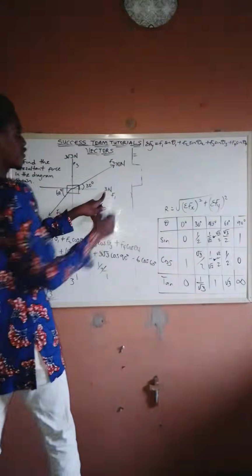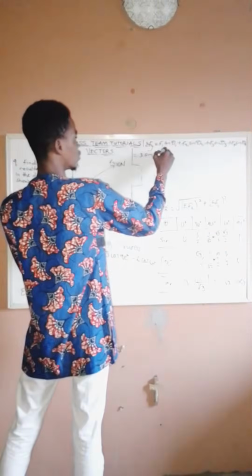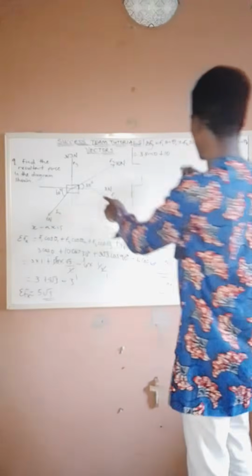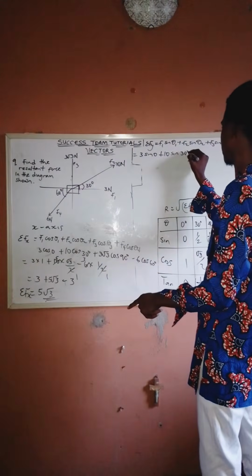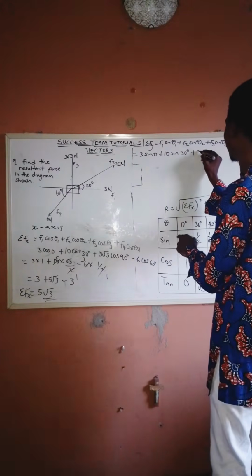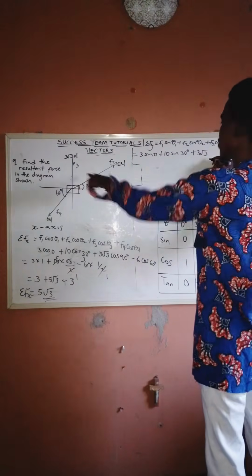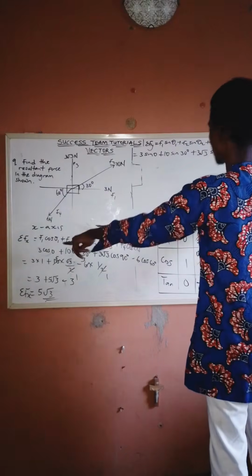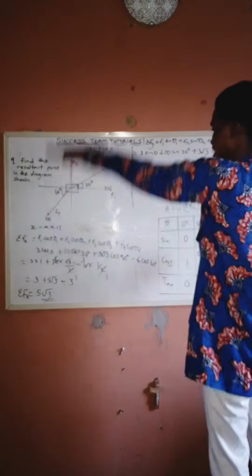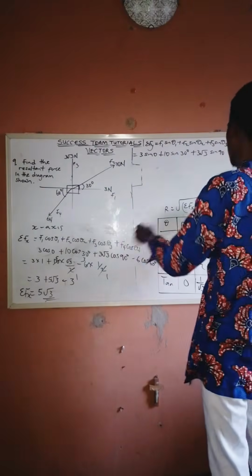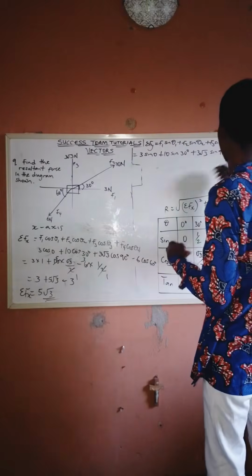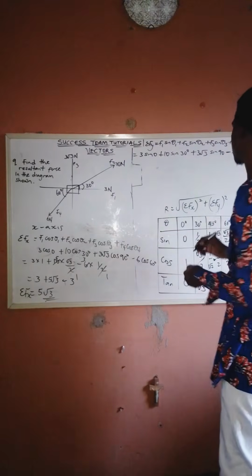So I'm going to have F1 is 3. That will be 3 times sine 0 plus 10 sine what? Sine 30, plus 3 root 3 sine what? Sine 90. This one is down, so it's minus. This is minus y axis. Anything down is minus y axis. Anything up is plus y axis. So that will be minus 6 sine what? Sine 60.